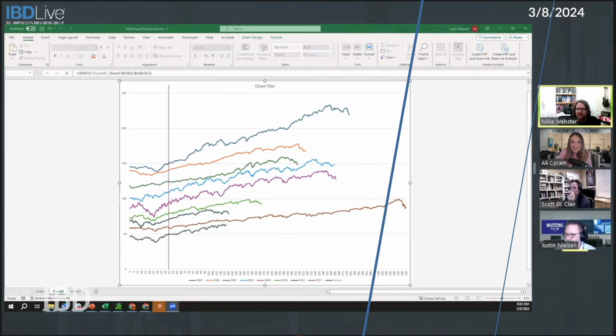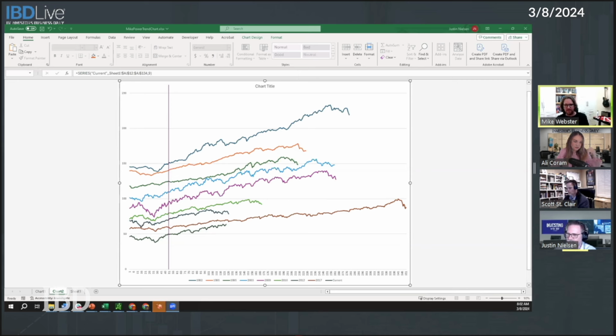So Justin was kind enough to put this together for us. This is power trends that I thought looked potentially like what we've got right now. You can see down at the bottom the different years. And this line is, well, why don't you explain your chart. This purple line, I lined it up to the day the power trend started.